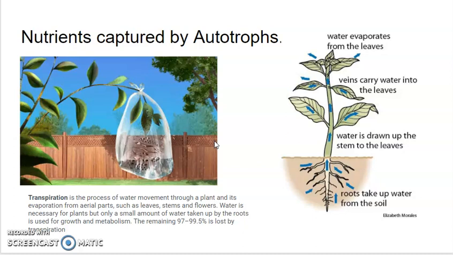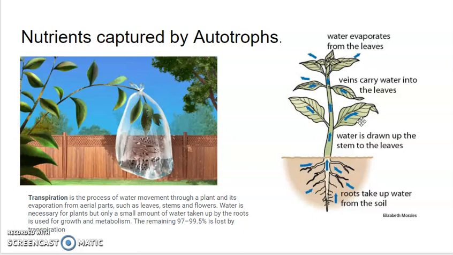For example, most plants use nitrogen in the form of nitrate and phosphorus in the form of phosphate. And they get the water from their roots. While taking the water from their roots, this process is called transpiration. It is the process of water movement through the plant roots and it evaporates from the leaves.